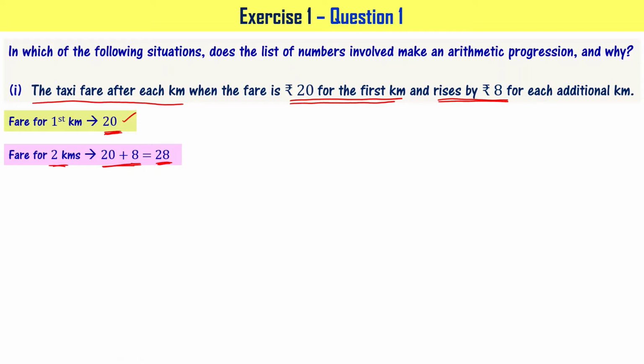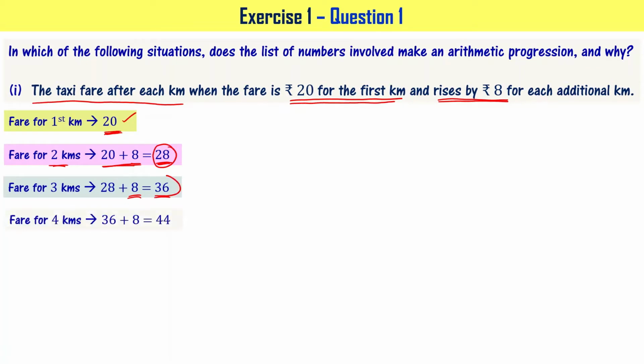Fare for total 3 kilometers is going to be 28 rupees plus 8, right? That is 36 rupees. Fare for 4 kilometers is going to be 36 plus 1 more kilometer. That's why 8 rupees extra. So 44 rupees, right? If you travel 5 kilometers, then what you would be paying is 52 rupees, right? 44 plus 8.